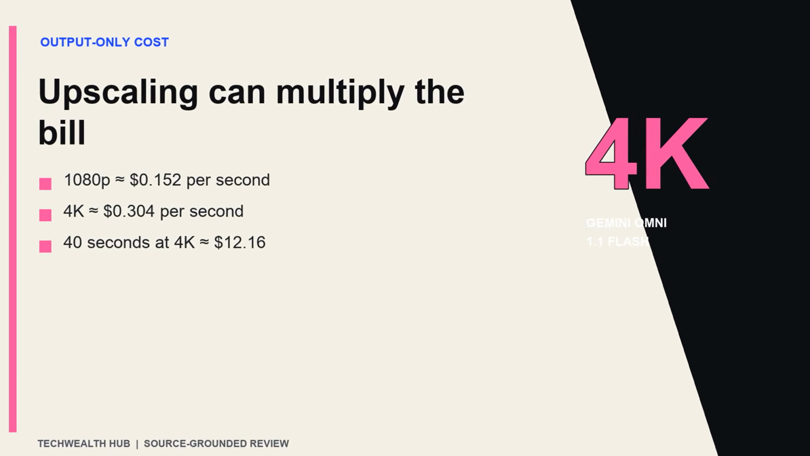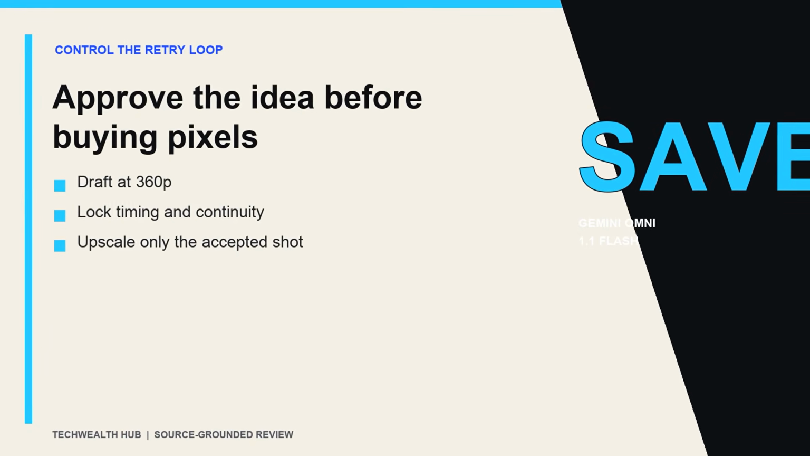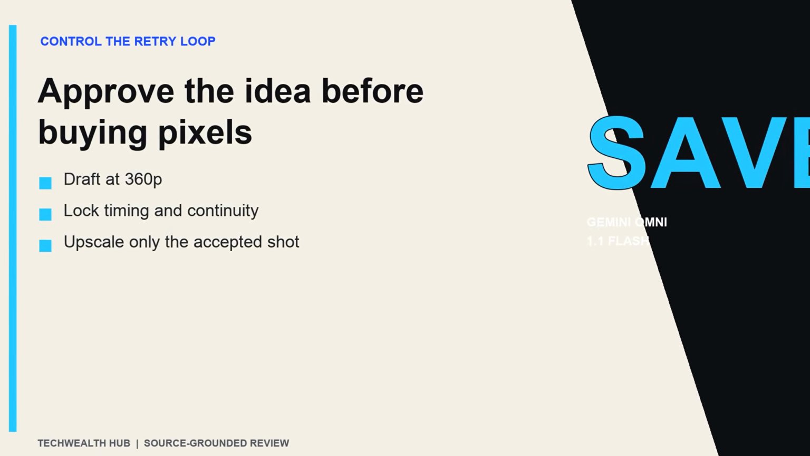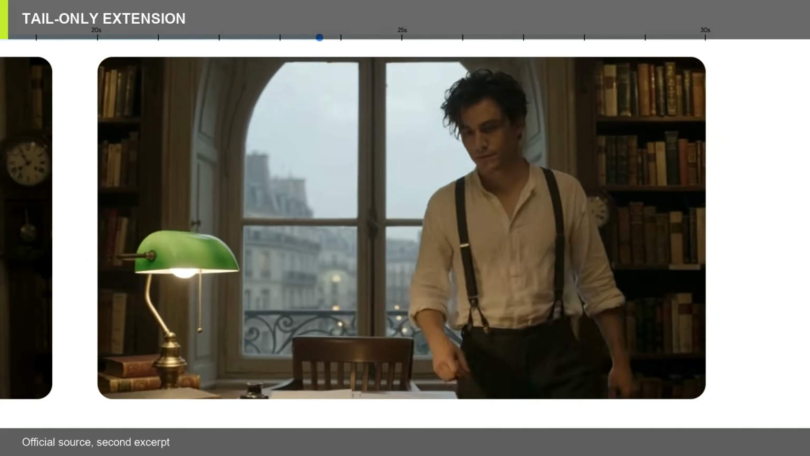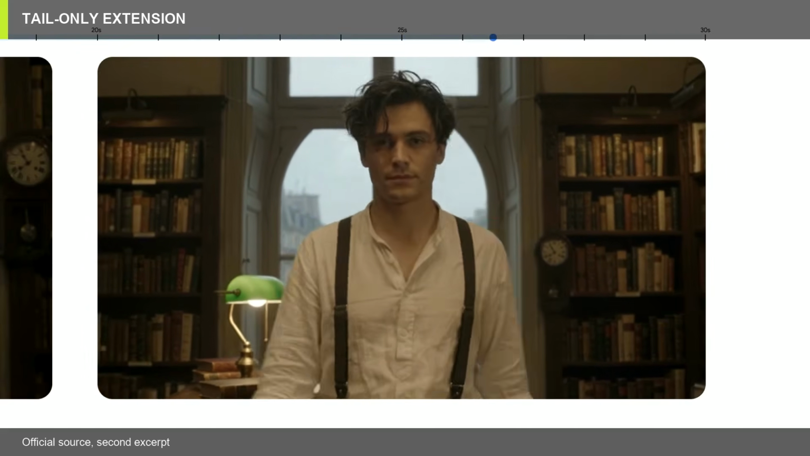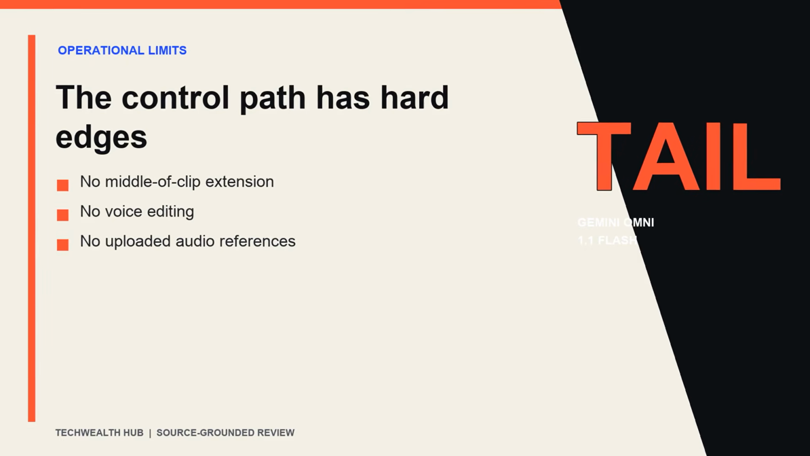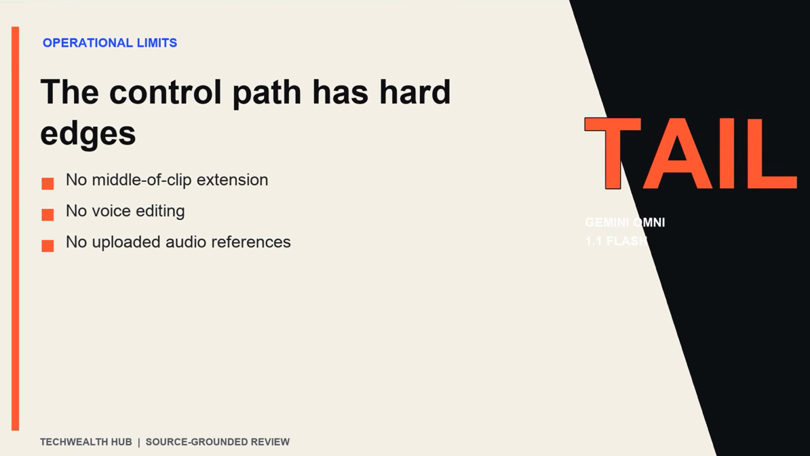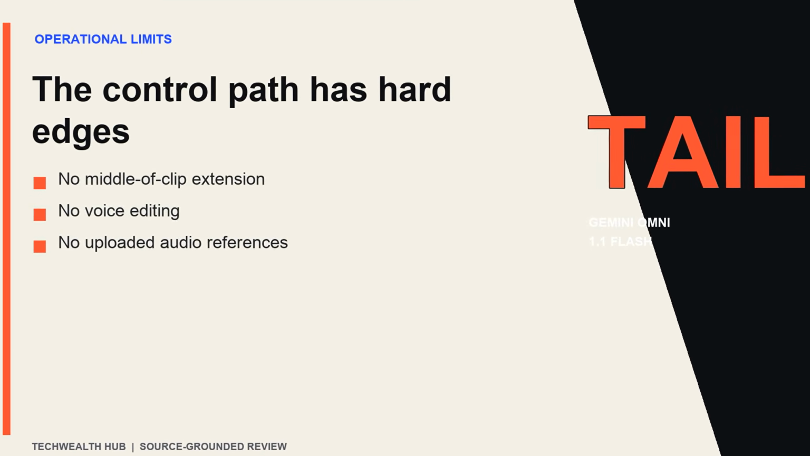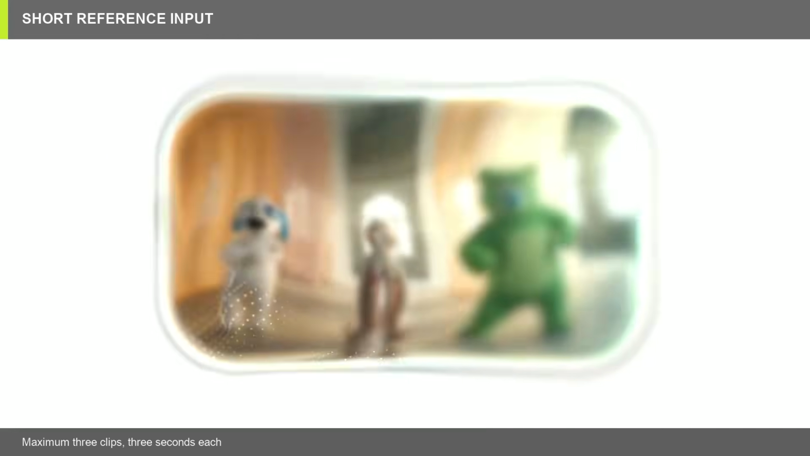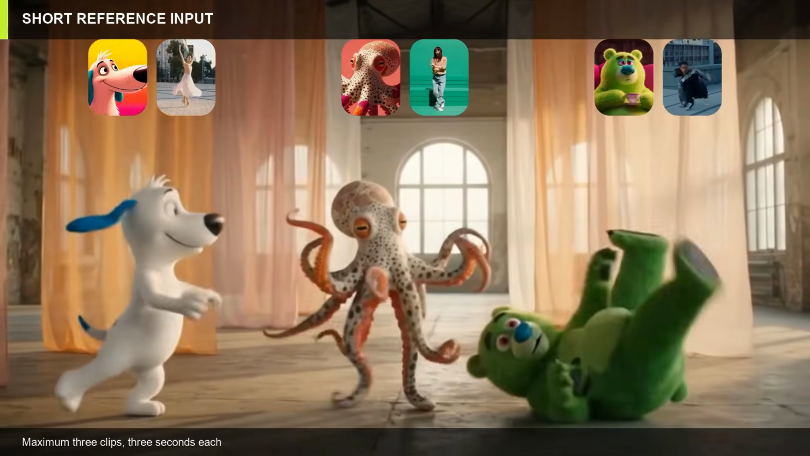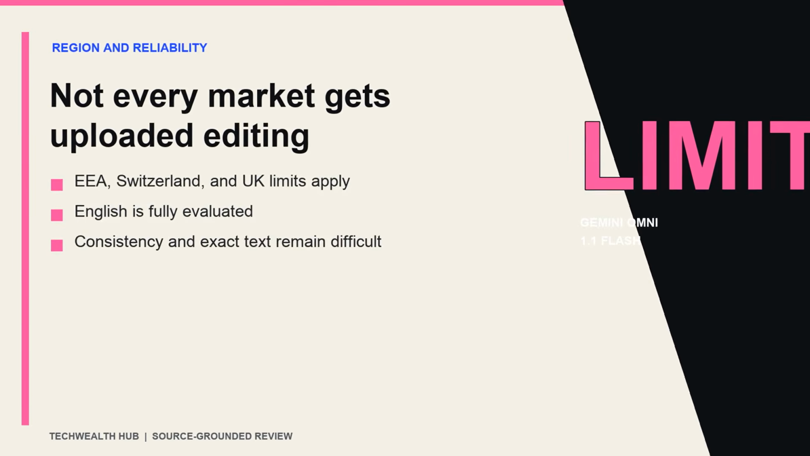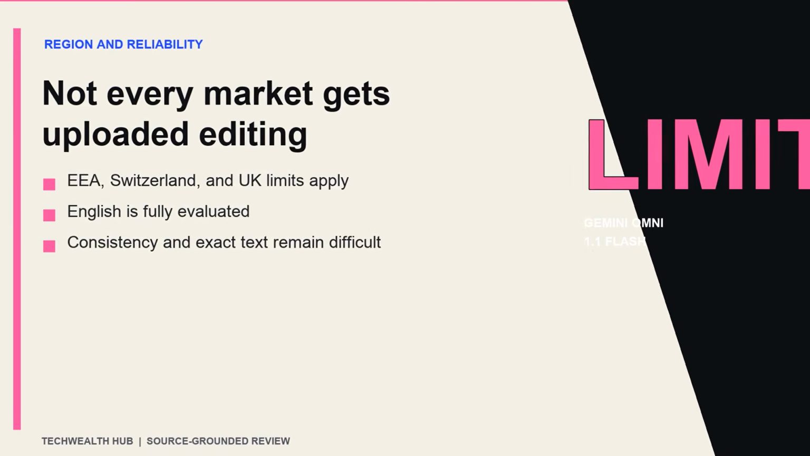The matched chipmunk samples are official examples, not our independent quality benchmark, and at normal YouTube size the difference is more about delivery headroom than a magical leap in detail. Now the operational caveats. Uploaded video editing and extension are not currently available in the European Economic Area, Switzerland, or the United Kingdom. Extending model-generated video across turns is supported in available regions. Voice editing is not supported. Uploaded audio references are not supported. Video references are capped at 3 short clips. English is the only language Google says has been fully evaluated. And higher resolution or longer duration can take more time under load.